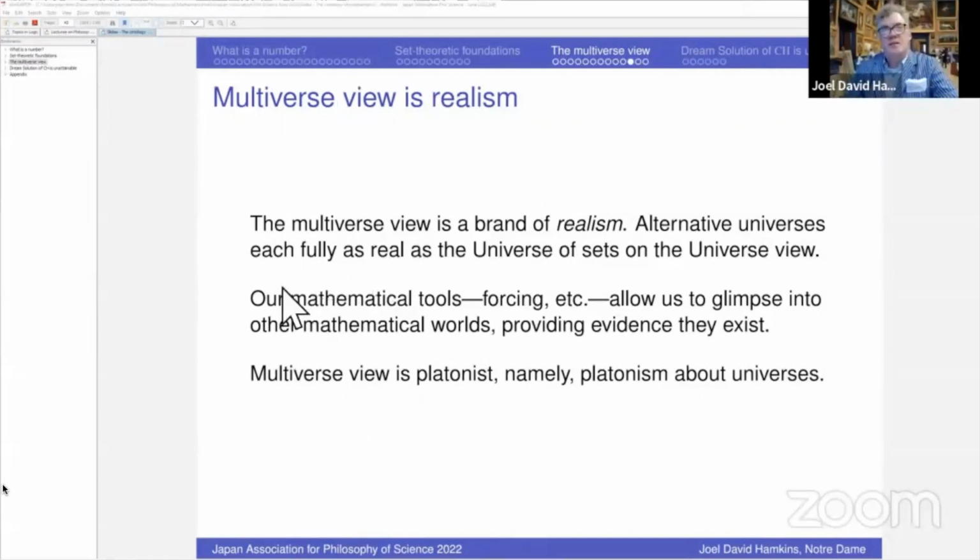So the situation is that our mathematical tools, and I'm talking about forcing and all those other different construction methods, have allowed us to glimpse into those other mathematical worlds, and that can be taken directly as evidence that they exist in a robust way. So the multiverse view is Platonist, namely Platonism about universes.